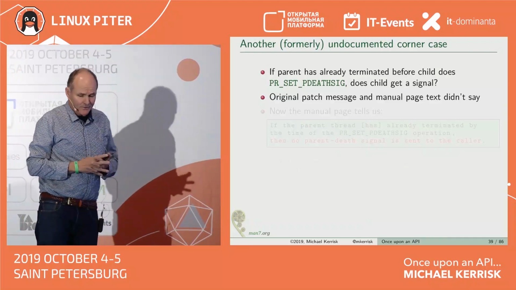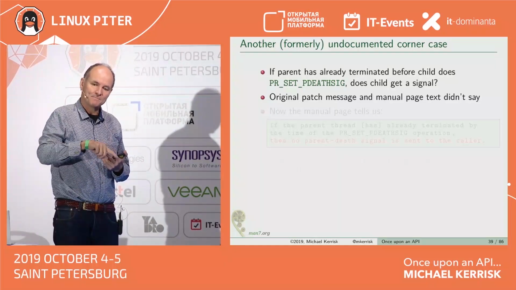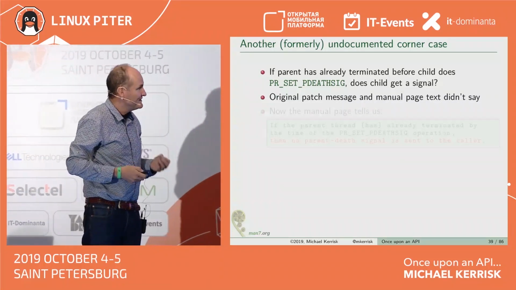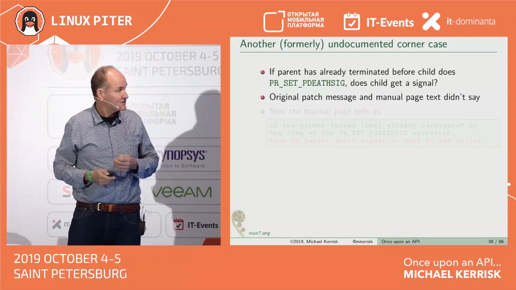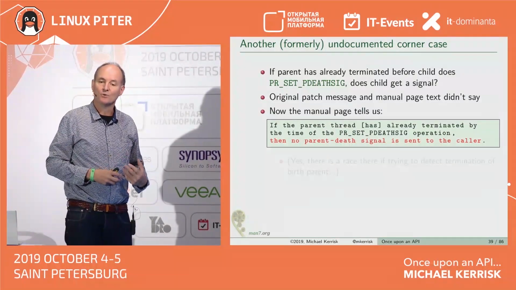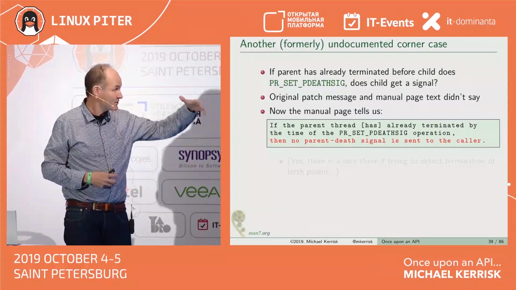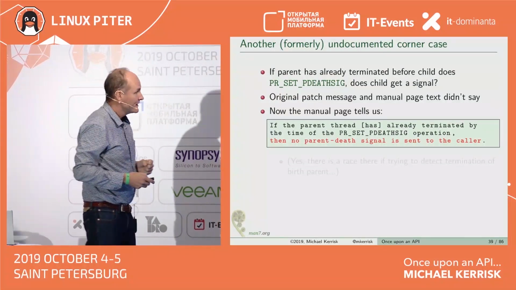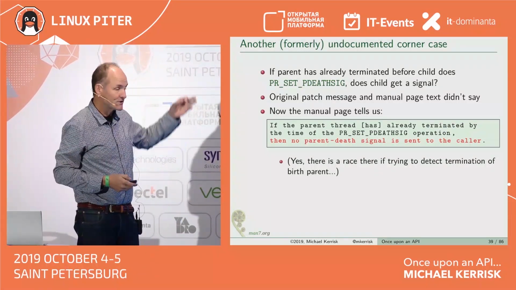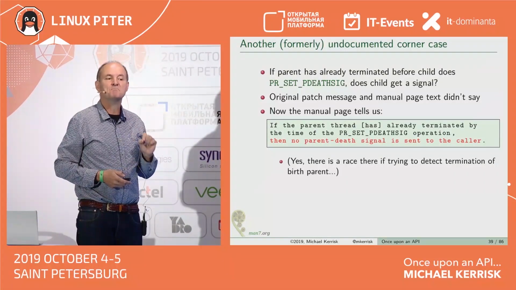Okay. Then there's other missing details. What if the parent terminates before the child does the PR_SET_PDEATHSIG thing? Does the child get a signal? Okay, again, the original patch message didn't say, but at least nowadays the manual page tells us. In that case, there is no death signal sent to the child if the parent has already terminated by the time the child does this operation. Which means, by the way, there's an interesting race condition there, because if the parent terminates before the child has a chance to do this thing, then it's hard for the child to detect the termination of its birth parent.